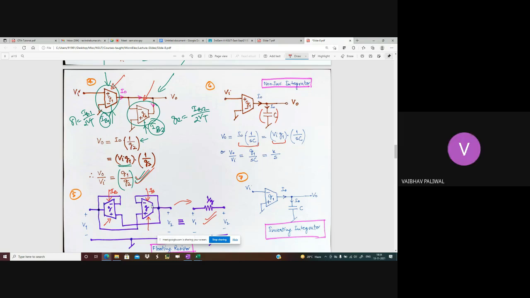Yes, sir. So I naught and times this is V naught. And if you find out V naught by V I from this, it turns out to be equal to G1 by SC. And this is nothing but K by S. And this is the equation for V naught by V I. If it happens to be K by S, this is called a non-inverting integrator. Is that agreeable?